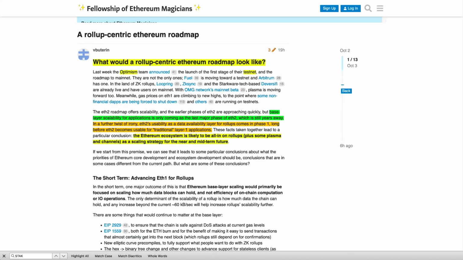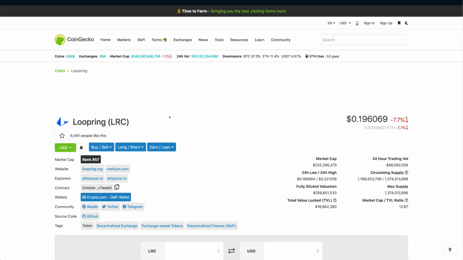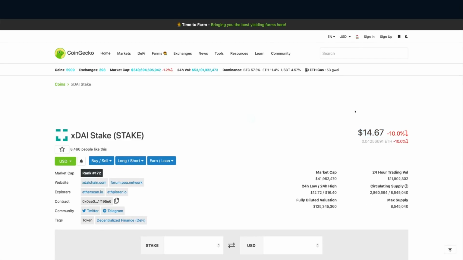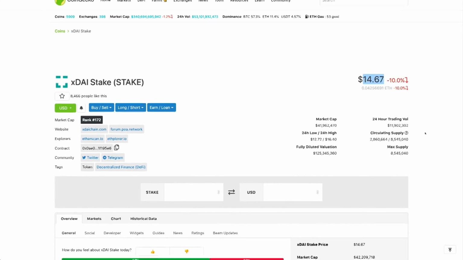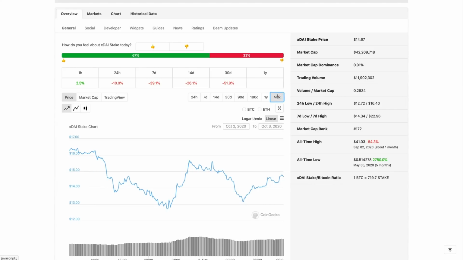That being said, I can tell you right now, I personally own some OMG. I earned some Loopring when I was writing for Publish OX. I have a tiny amount of that. Matic is one I wanted to get into. I haven't gotten into yet. I have a fair amount of xDAI stake. This has had a pretty big dip recently. Probably not a horrible idea to get in at this price. Of course, that's not financial advice, just my personal opinion.